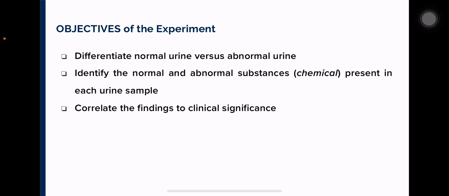In this experiment, you should be able to, first, differentiate normal from abnormal urine based on both appearance and chemical composition. Second, identify chemical substances found in each urine sample, whether they should be present or not. And lastly, correlate the chemical findings with clinical conditions, because as future medical laboratory scientists, you need to understand not just the what but also the why behind every result.